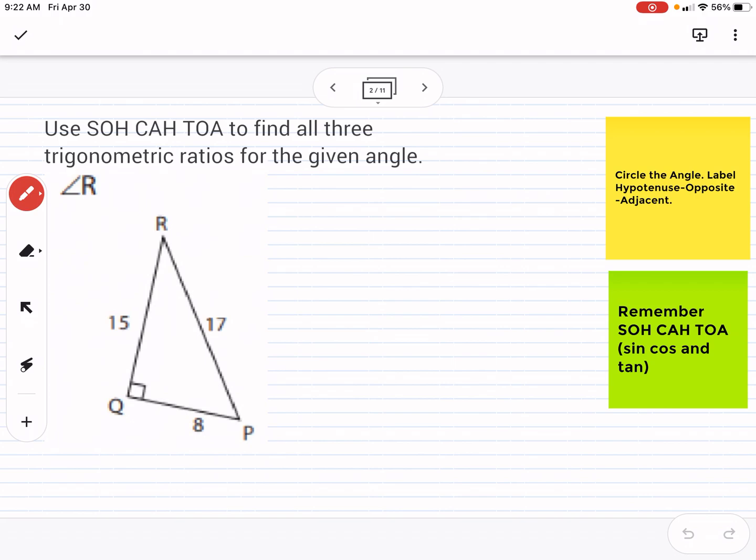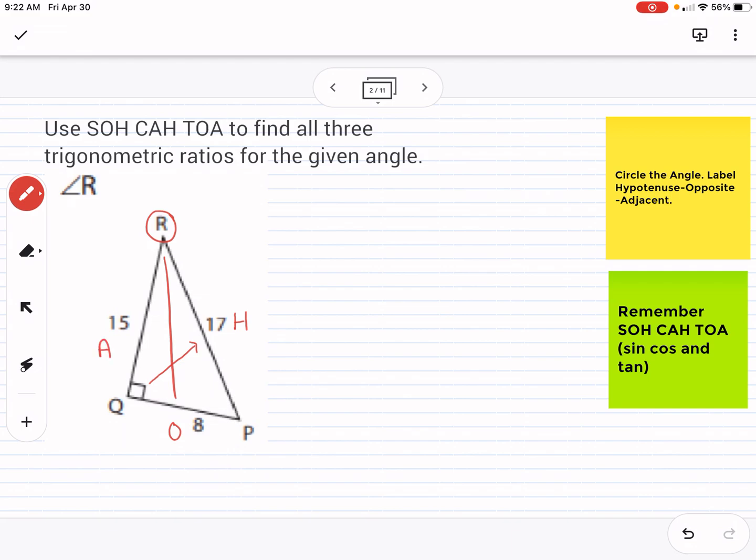So here we're going to write the three main trig ratios, sine, cosine, tan, for angle R. So you always start by labeling your hypotenuse, which is opposite the 90-degree angle. And then if this is angle R, 8 would be opposite and 15 would be adjacent.